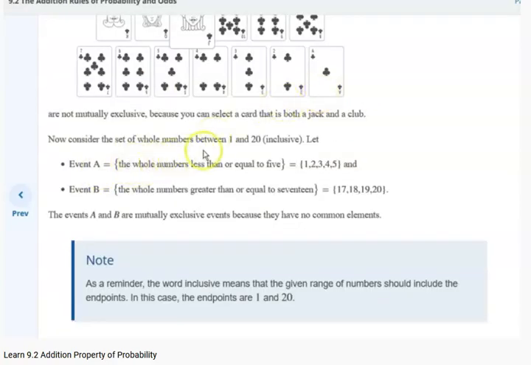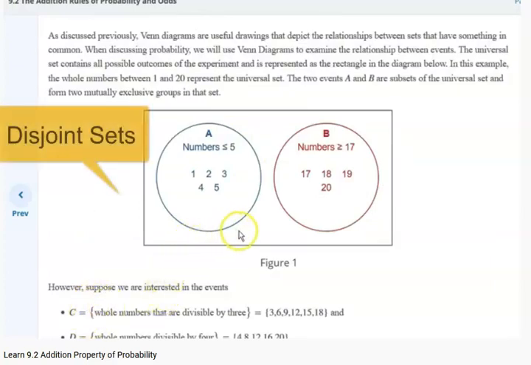Another background item is, let's consider the whole numbers between 1 and 20 inclusive. That means the 1 and the 20 are a part of the set. Event A, the whole number is less than or equal to 5. There's that set. Event B, the whole numbers are greater than or equal to 17. There's that set. Would you consider these sets mutually exclusive? The answer is yes, because none of the elements in this set are in this set. If we're thinking of a Venn diagram for this, these sets would be disjoint in the universe of 1 to 20 inclusive. And in this next slide, they're giving us a picture of it.